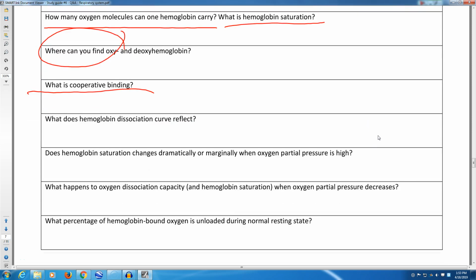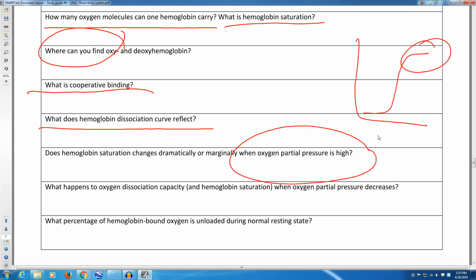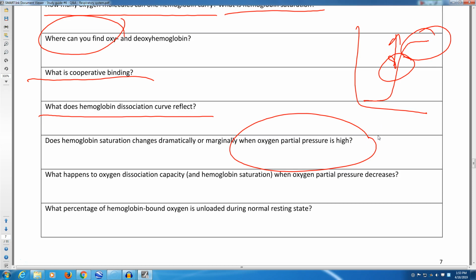The hemoglobin dissociation curve reflects the relationship between partial pressure of oxygen and hemoglobin saturation. When oxygen partial pressure is high, with a change in oxygen pressure, does hemoglobin saturation change dramatically or not? High concentration of oxygen, not. That's here. Okay? When it decreases, oxygen starts to unload.